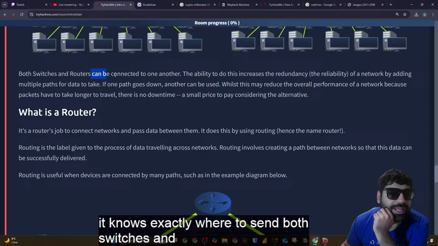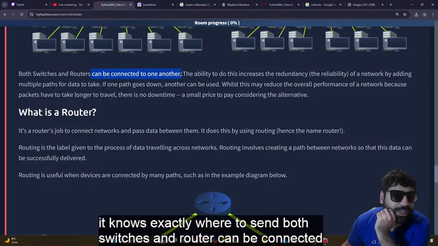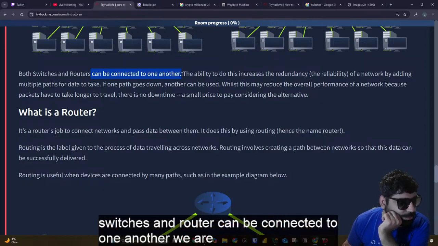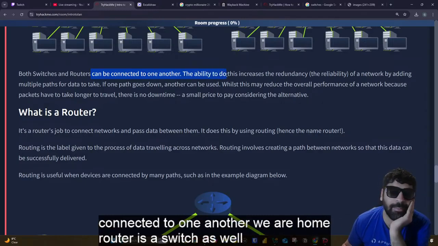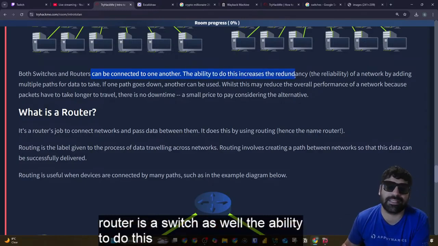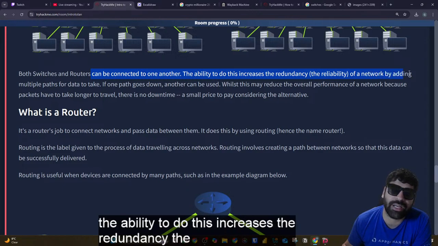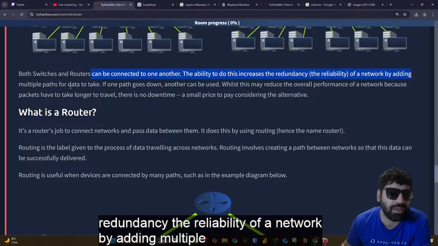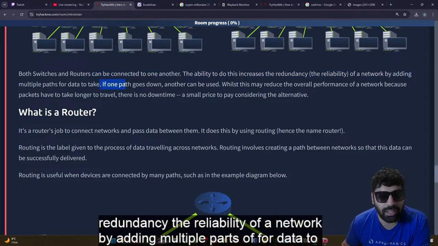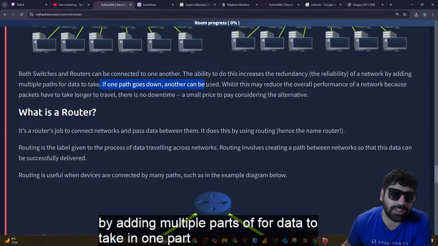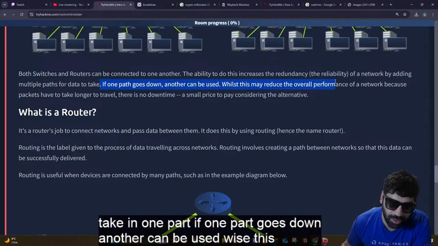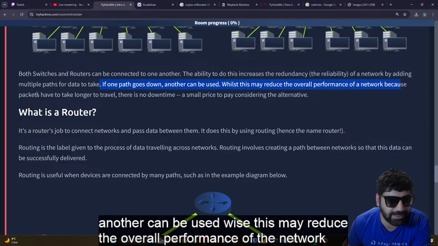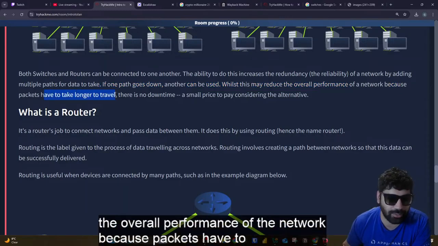Both switches and routers can be connected to one another. Your home router is a switch as well. The ability to do this increases the redundancy and reliability of a network by adding multiple paths for data to take. If one path goes down, another can be used, whilst this may reduce the overall performance of the network because packets have to take longer to travel.